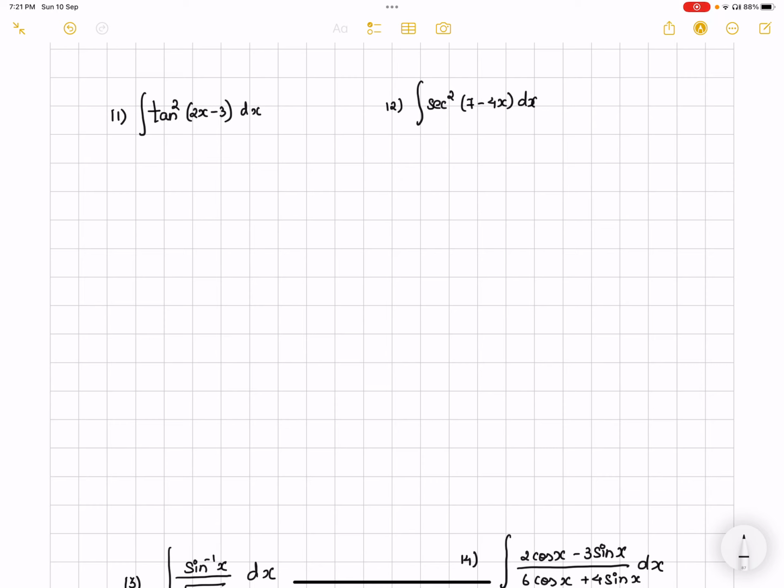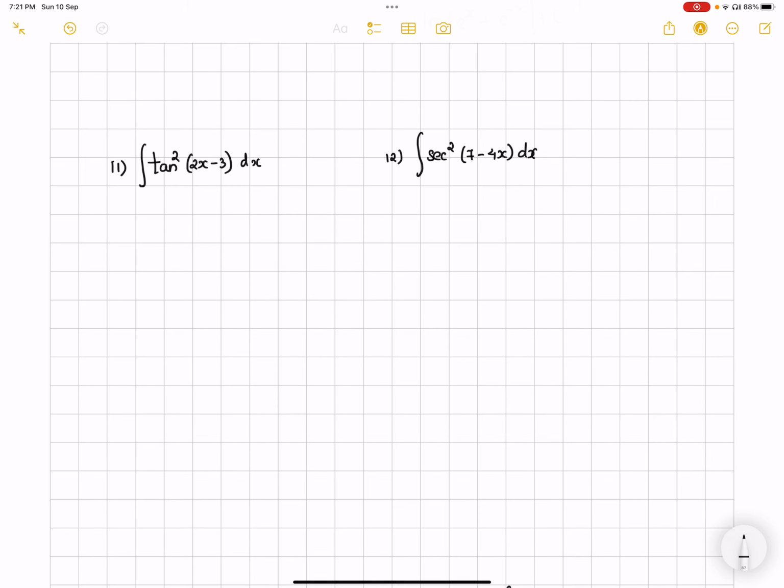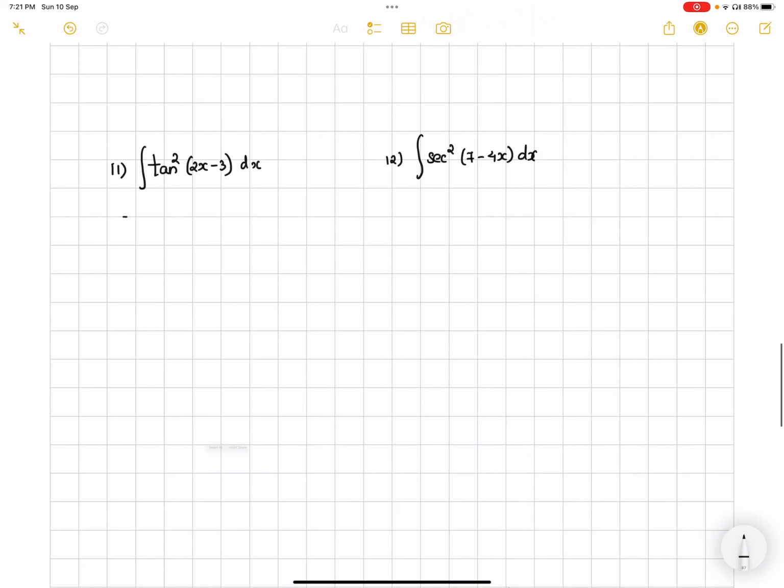We have tan square of 2x minus 3. So let's check this particular problem. Which one are we going to substitute? Very simple, but tan square, do we have an integration? This is what we would be checking first. In this case, we don't have integration for tan square. So we would be using a formula from trigonometry, that is secant square x minus 1. So secant square of 2x minus 3 minus 1 dx.